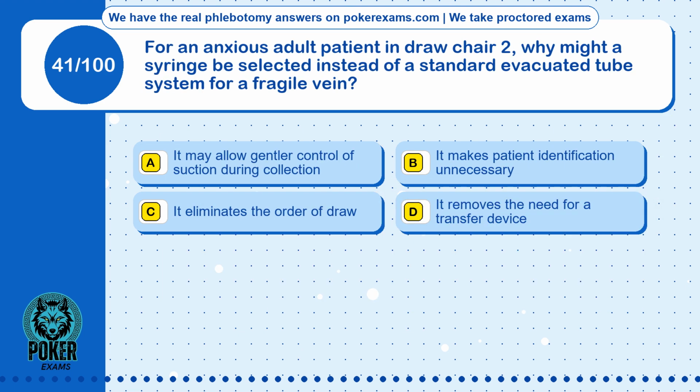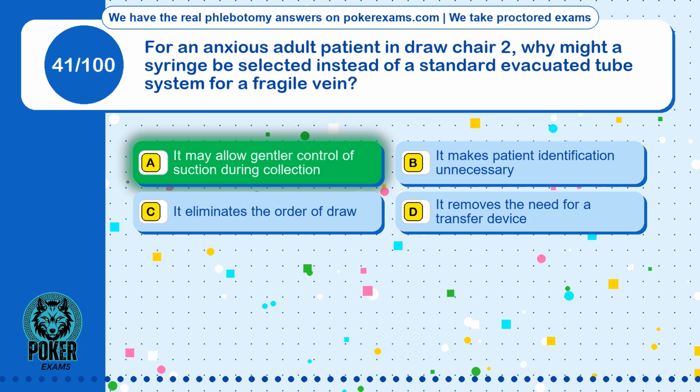Question 41. For an anxious adult patient in draw chair 2, why might a syringe be selected instead of a standard evacuated tube system for a fragile vein? Option A. It may allow gentler control of suction during collection. Option B. It makes patient identification unnecessary. Option C. It eliminates the order of draw. Option D. It removes the need for a transfer device.